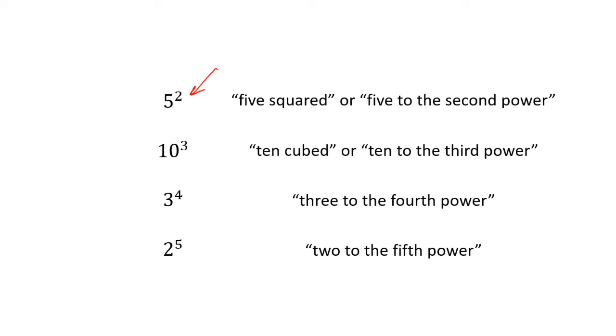We read this as 5 squared because we use it when we're working with squares of area, or we read it as 5 to the second power. This one right here, we read as 10 cubed because when we work with volume, that's in things to the third power, and we break up our volume into little cubes, and so that's why we say that. So we also read it as 10 to the third power. Then this is, of course, 3 to the fourth power, and this one is 2 to the fifth power.